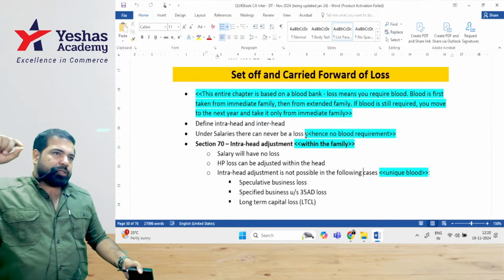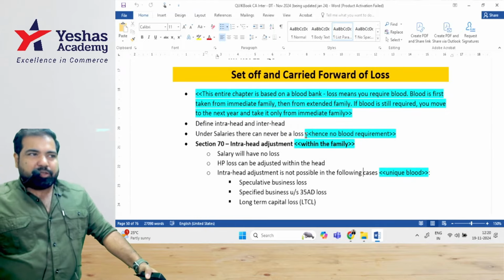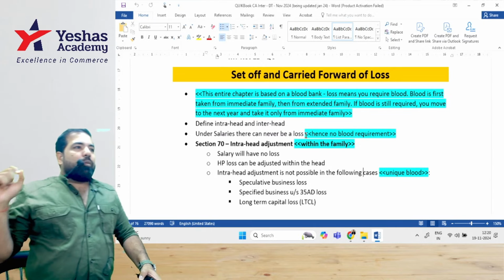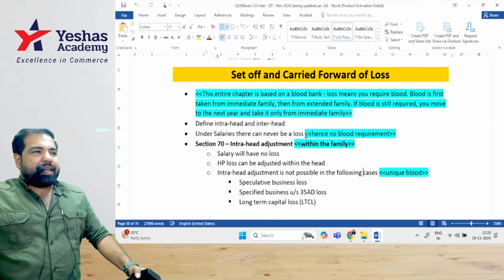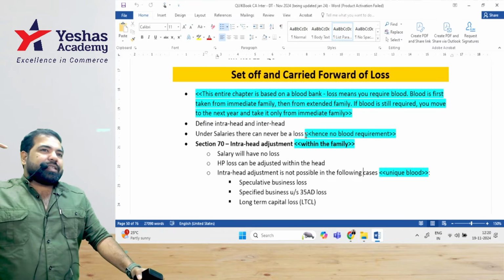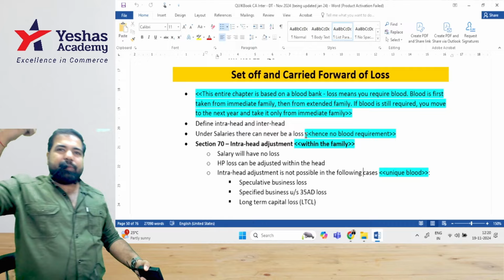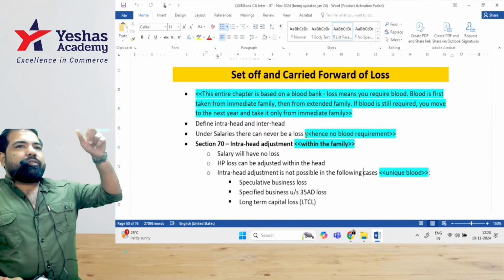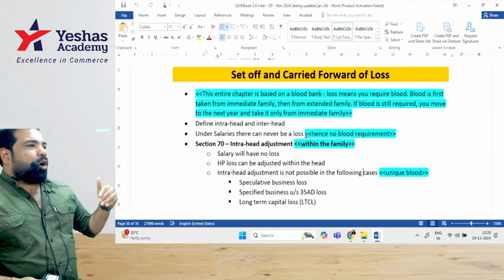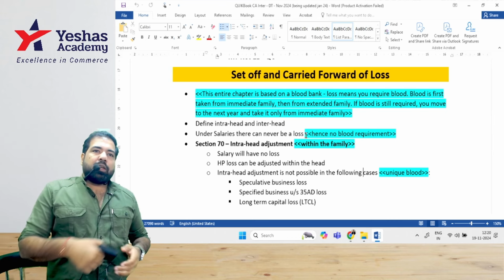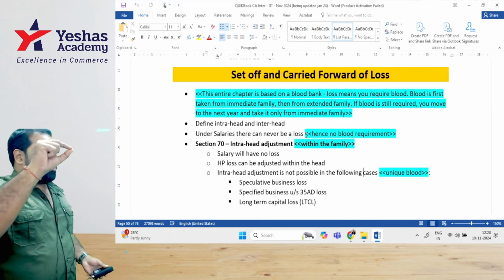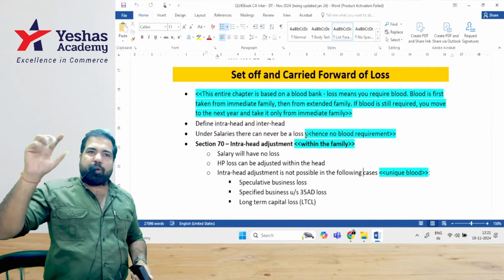But if there is a loss in speculative and specified, for example, 1 lakh loss, how much lakh? 2 lakh. And normal business has a profit of 3 lakh, guys. Can I set it off? No, because, guys, these losses, speculative loss and specified loss, are unique blood. Unique blood basically means they can't go even within their family. Then how will these losses be set off? Speculative loss only against speculative profit and specified loss only against specified business profit.